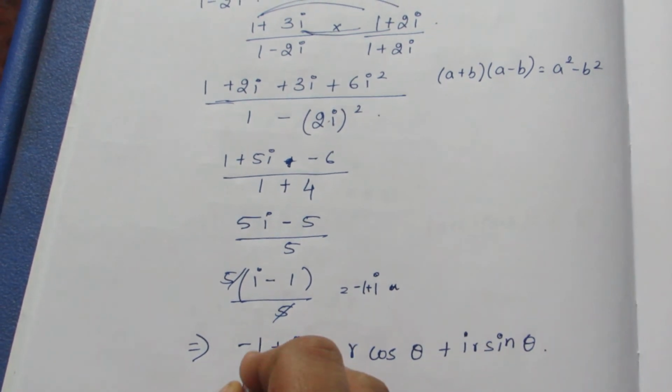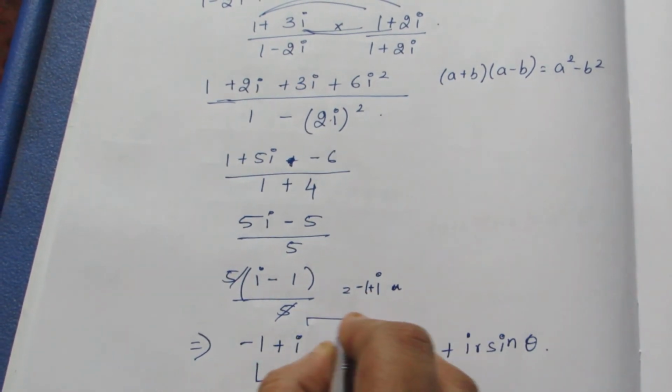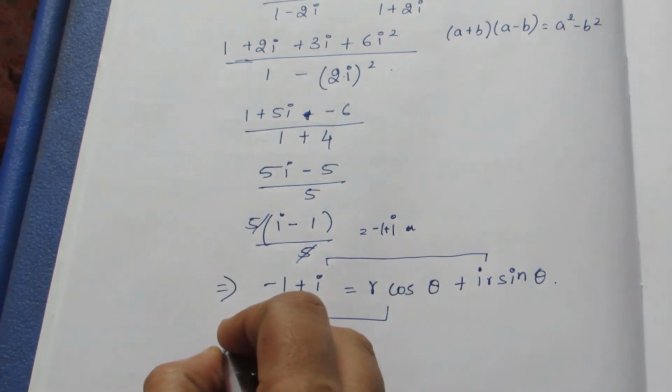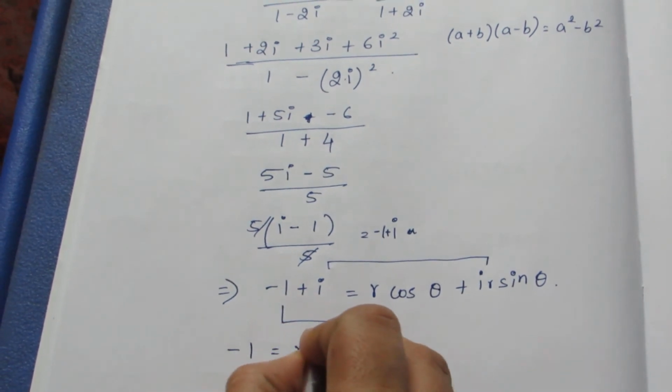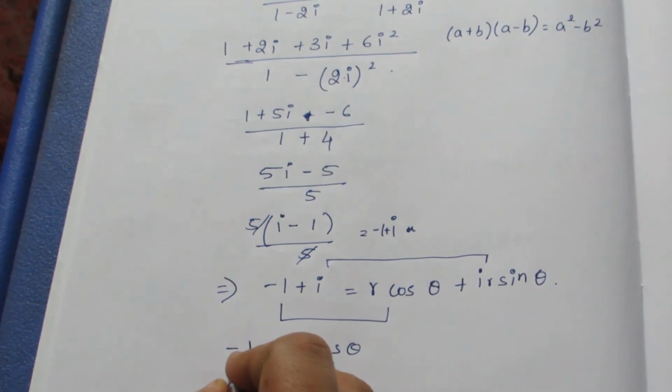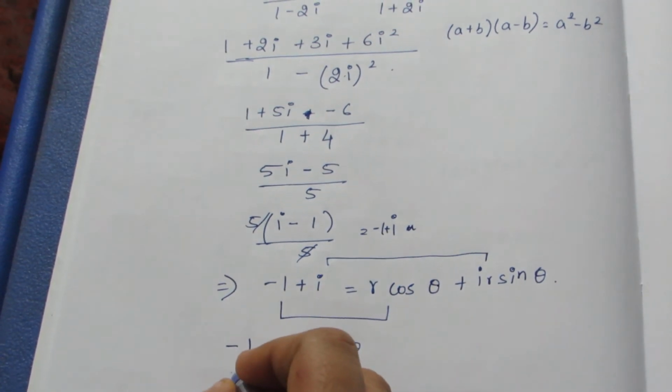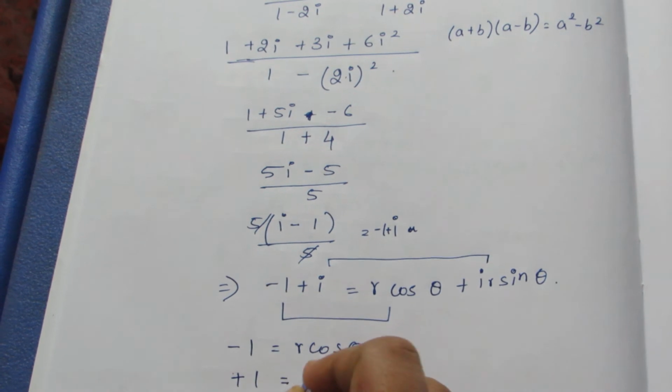In that, we know that the real part is this and the imaginary part is this. So equating the real part to the real part and the imaginary part to the imaginary part, we get minus 1 is equal to r cos theta. Same way, leaving i, I get plus 1 is equal to r sin theta.